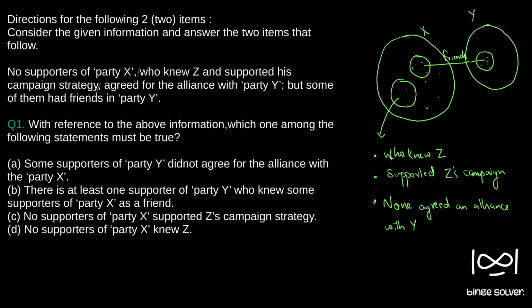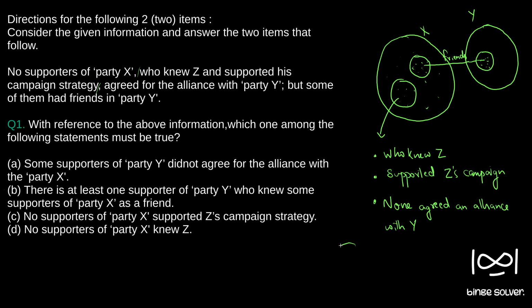So here let's just see what the options in question 1 are. Remember, we have to find the true statements. The first option is, some supporters of party Y did not agree to the alliance with party X. All the given information is about supporters of party X, not about supporters of party Y. Here it is said that some supporters of party X who satisfied a certain condition did not agree on an alliance with Y. So again, it is talking about party X.